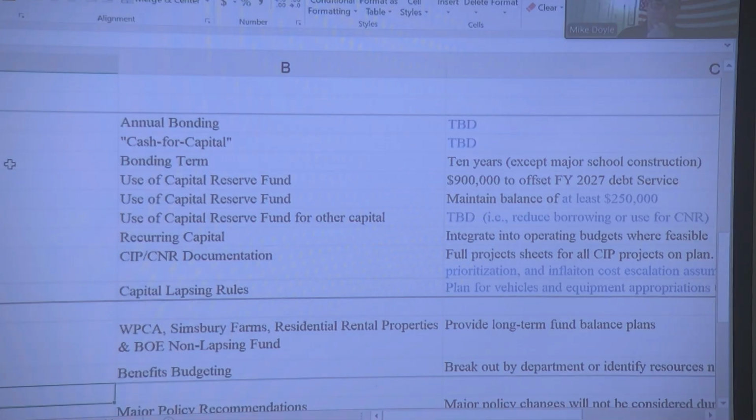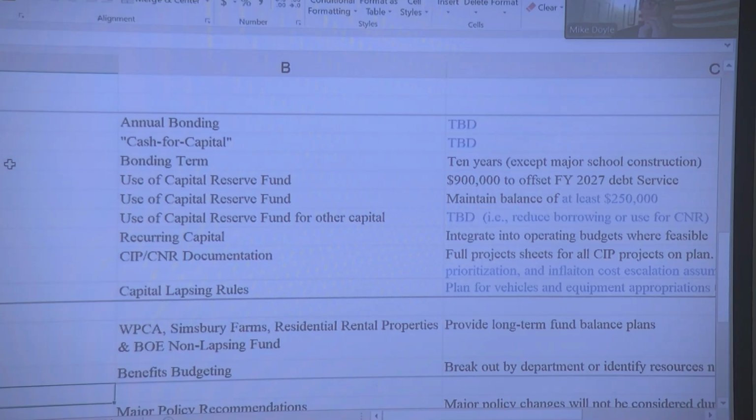Yes. Debt and capital planning, annual bonding. We are currently at $10 million every 2 years, unless we hear differently from Amy. We will maintain that amount for now. Cash for capital we'll come back to at the end of this discussion. Use of capital reserves. Everybody was on board using the $900,000 for the debt service plan as the offset this year. Maintain fund balance, we got the okay on keeping $250 just for an emergency if something comes up.